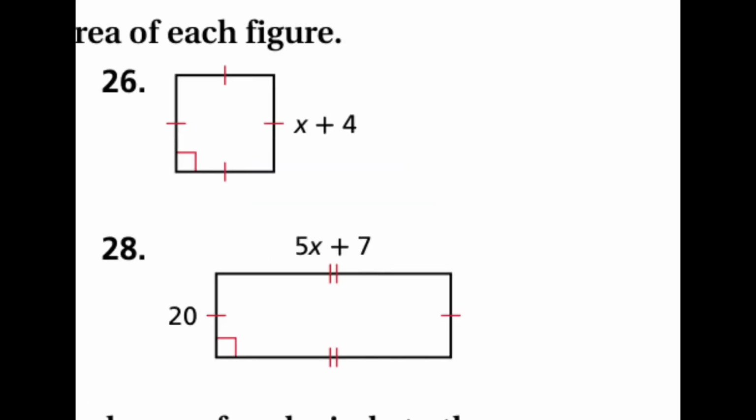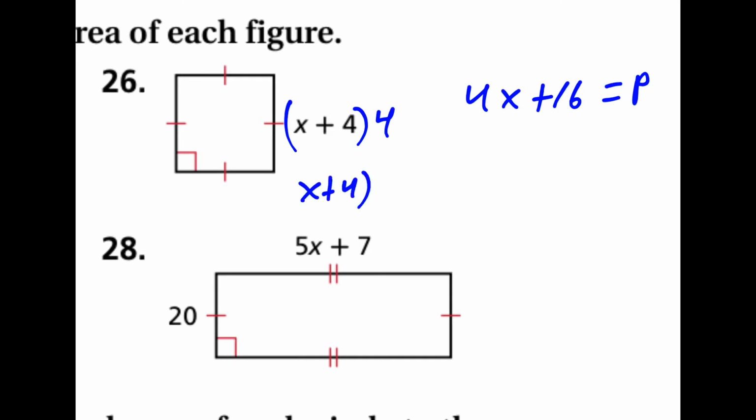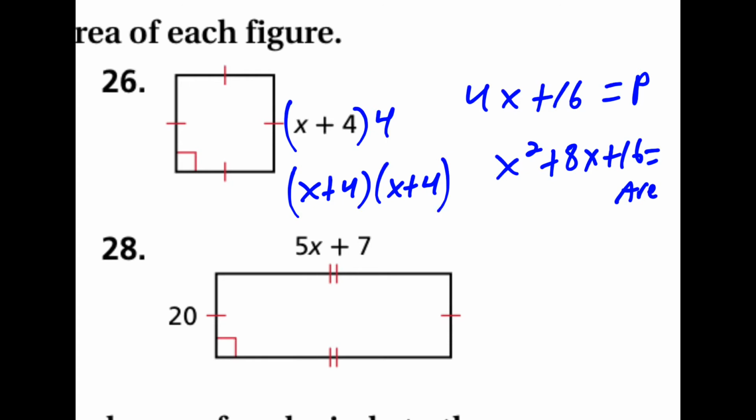For 26, I take a side length times 4 to find the perimeter. So this is going to give me 4x plus 16. That's the perimeter. To find the area, I multiply x plus 4 times itself. And I like to use the box method for this, but whatever method you choose, you get this value for the area.